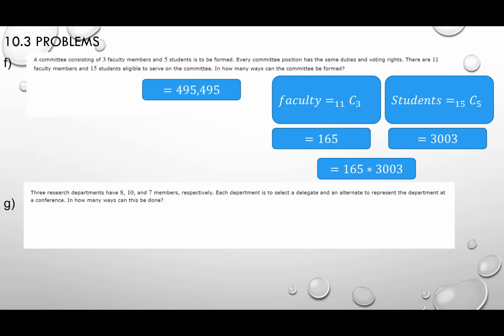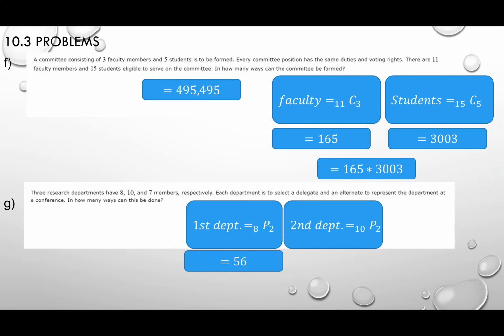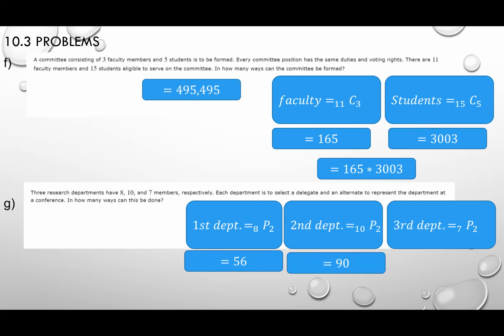In G, it's kind of very general. 3 research departments have 8, 10, 7 members respectively. Each department is to select a delegate and an alternate to represent the department at the conference. In how many ways can this be done? If you glance through this, for the first department we have 8, we're choosing 2. The second department, we have 10 choosing 2, and the third department, we have 7 choosing 2.